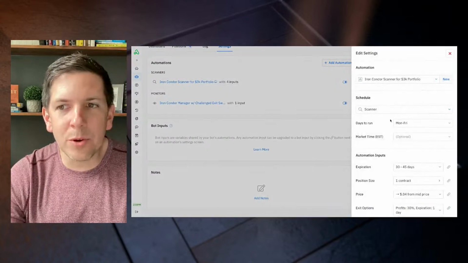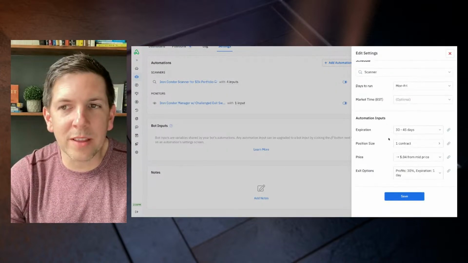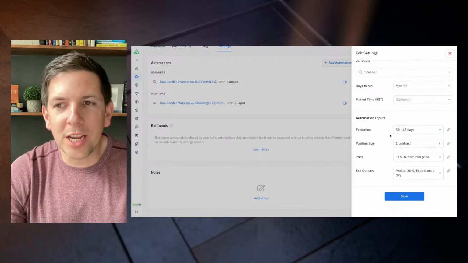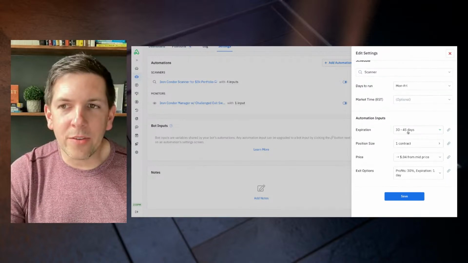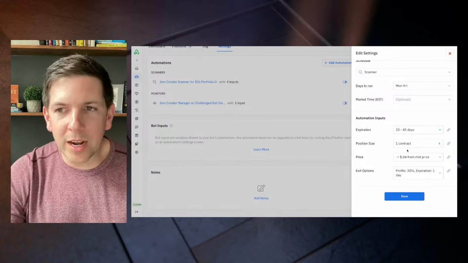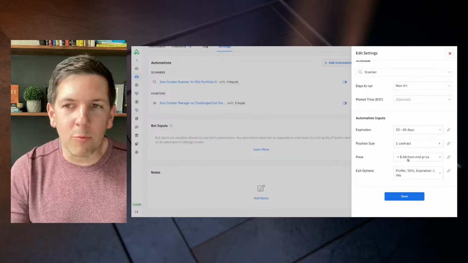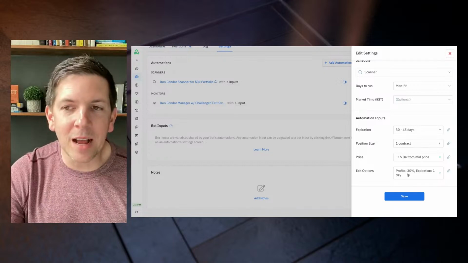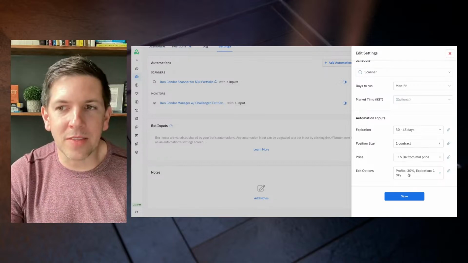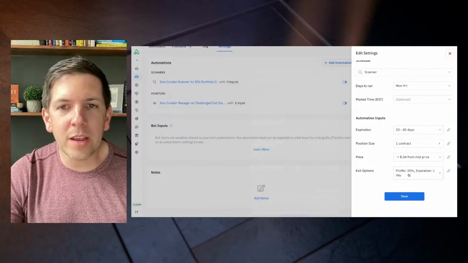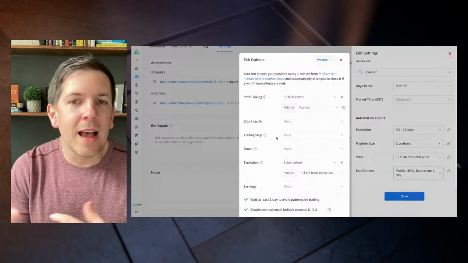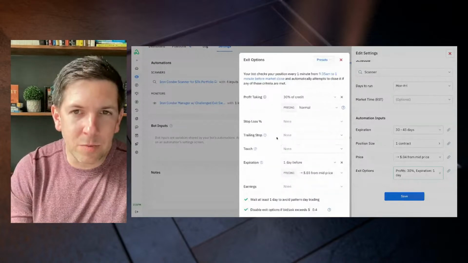If we go into the inputs for this automation, like I said, are these values here. These are just ways that we can quickly change them, but I told the bot 30 to 45 days, one contract, and open around or within 4 cents from the mid price. I have exit options set for taking profits at 30%, or if the position is 1 day from expiration. So essentially within this, I've completely wrapped up management for this bot.